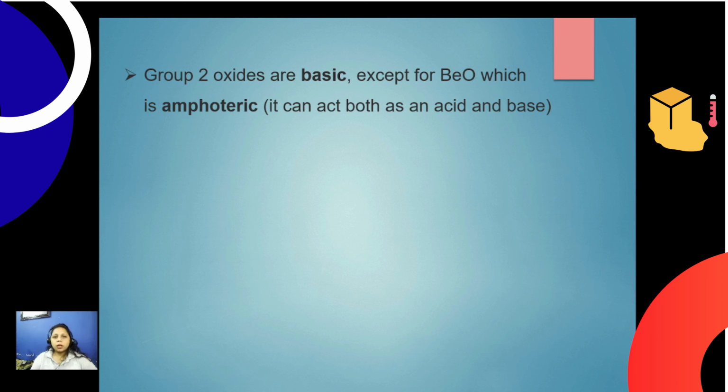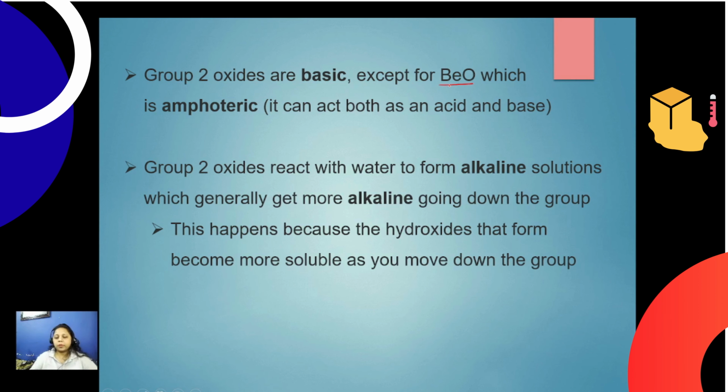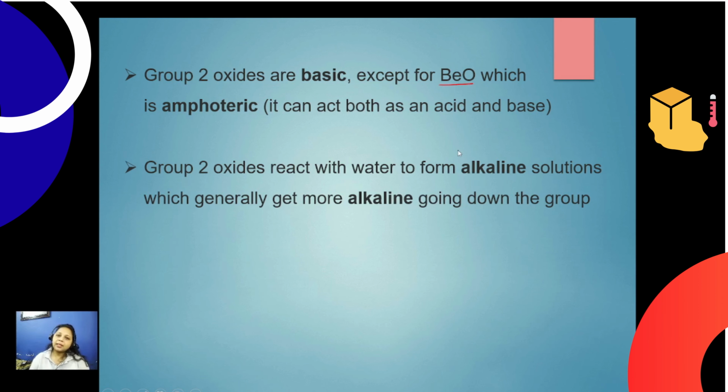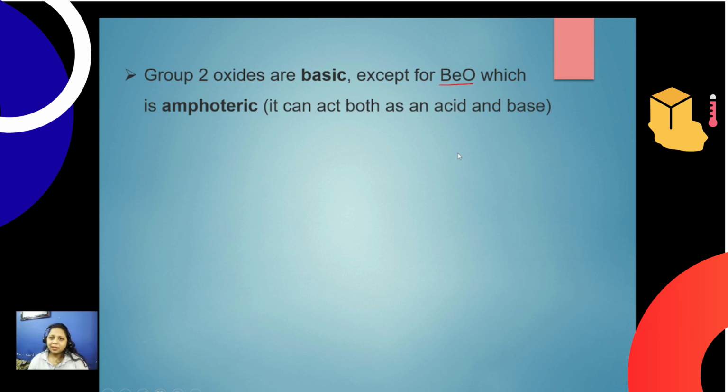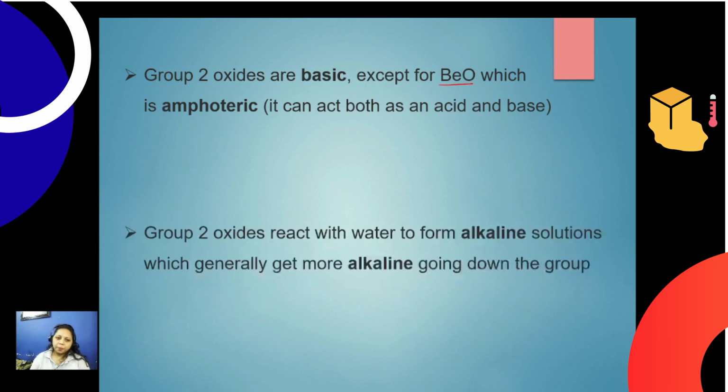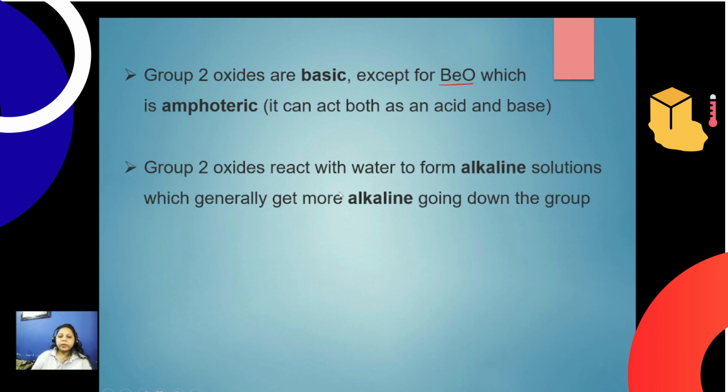those are basically alkaline, but when we talk about the beryllium one, it's amphoteric. It acts as both acid and alkali, and we'll discuss later how it reacts with acids and how it reacts with alkalis and acts as both. Group 2 oxides generally react with water to form an alkaline solution, like the hydroxide.